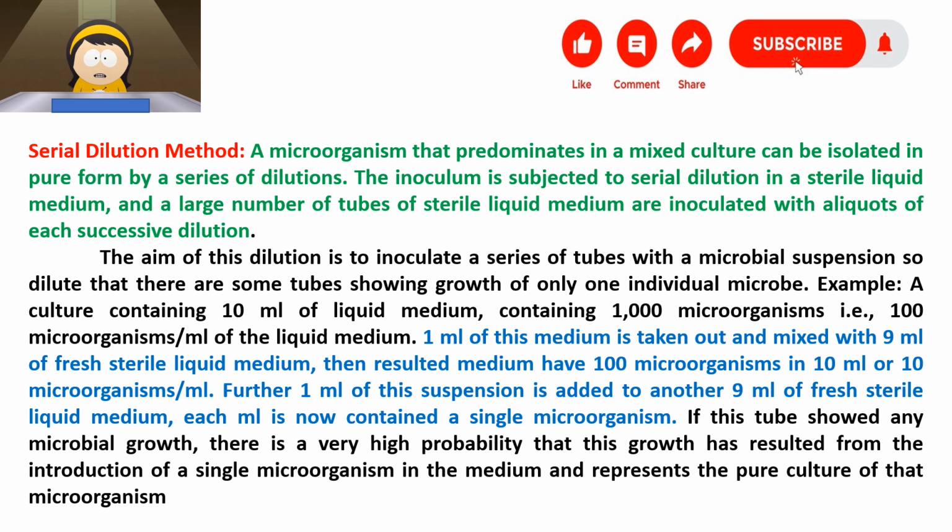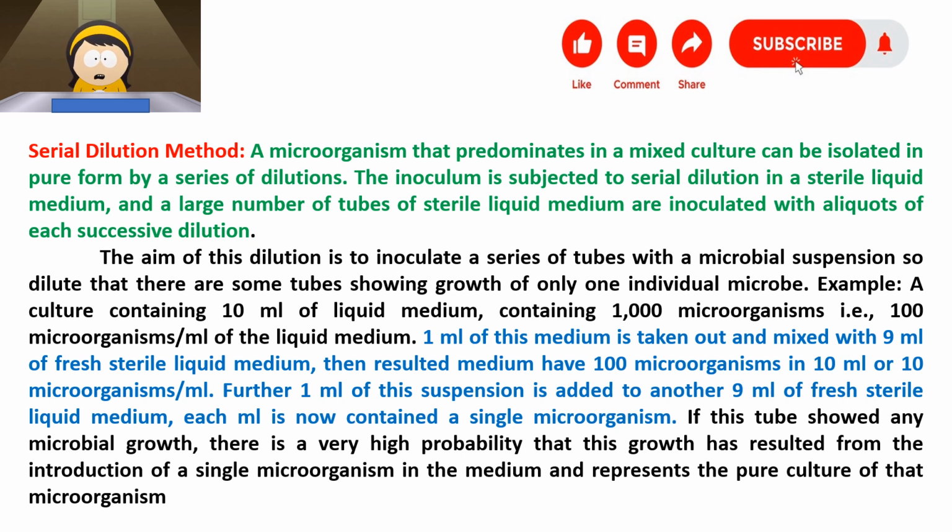Serial dilution method. A microorganism that predominates in a mixed culture can be isolated in pure form by a series of dilutions. The inoculum is subjected to serial dilution in a sterile liquid medium, and a large number of tubes of sterile liquid medium are inoculated with aliquots of each successive dilution. The aim of this dilution is to inoculate a series of tubes with a microbial suspension so dilute that there are some tubes showing growth of only one individual microbe.